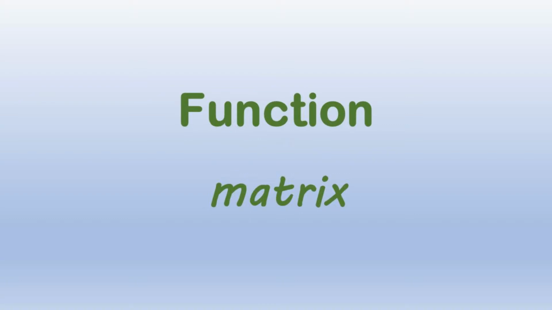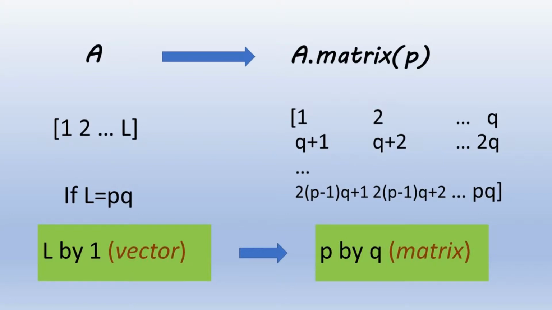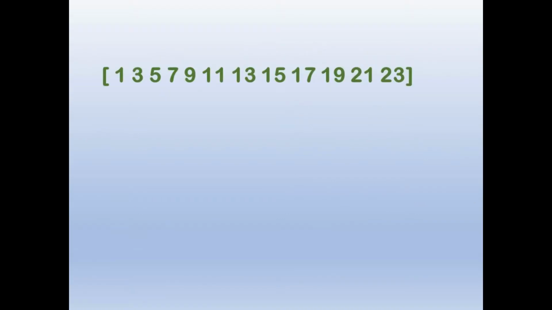There's a function you may find handy. It's a function called matrix. You can turn a vector into a matrix with this. Say you have a vector with a length of L, and if L has two integer factors P and Q, then you can turn a vector with a length of L into a matrix with a size of P by Q. For example, we have an arithmetic sequence of a common difference of 2 from 1 through 23.